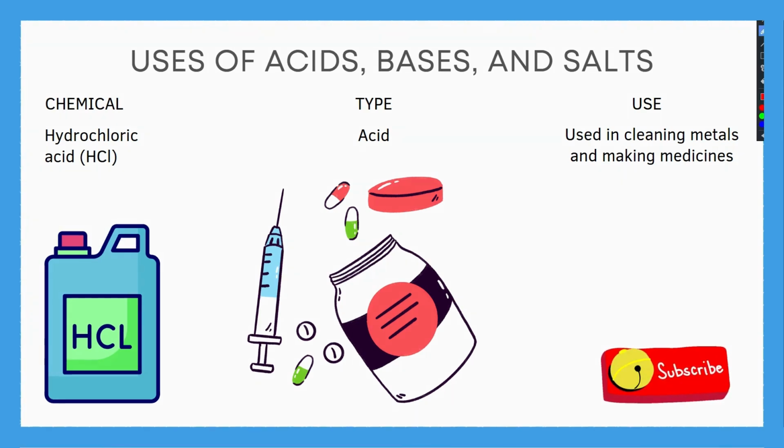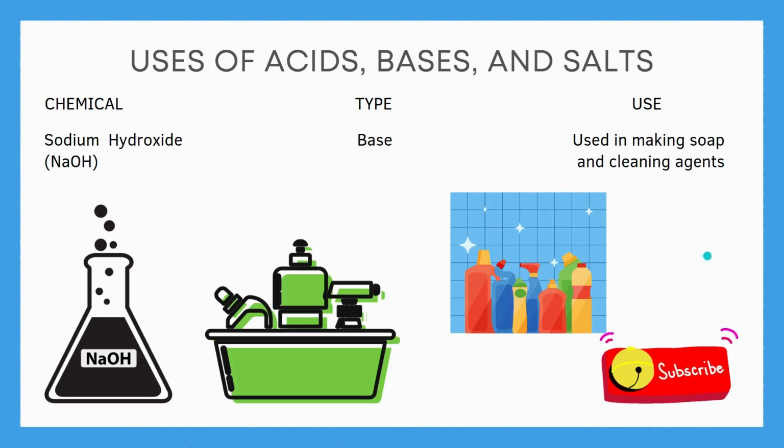Now, another acid that has applications in industry is hydrochloric acid, HCl. It is used in cleaning metals, and it is also used in making drugs and medicines. I cannot emphasize the importance of hydrochloric acid enough. It has so much to do and apply in our daily lives.